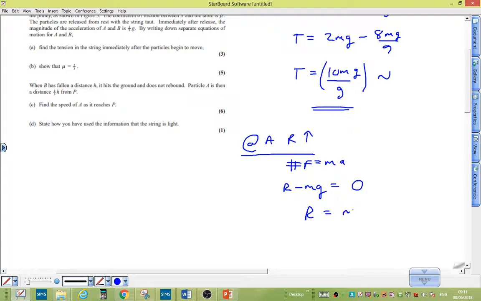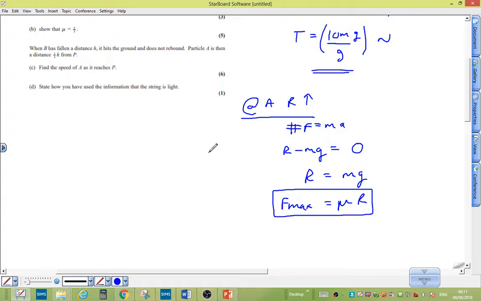Anyway, R equals mg. Okay, so now the next one you're going to use is F max, which is equal to mu R. Or we'll come back to that actually. I'm going to box that off because we're going to need to know F max.